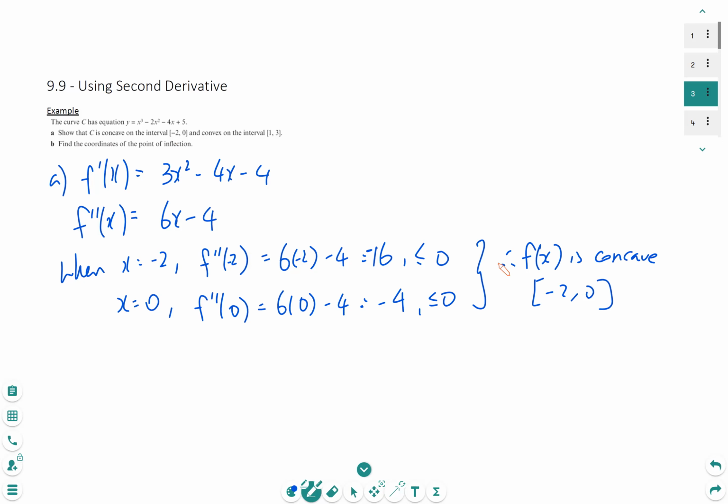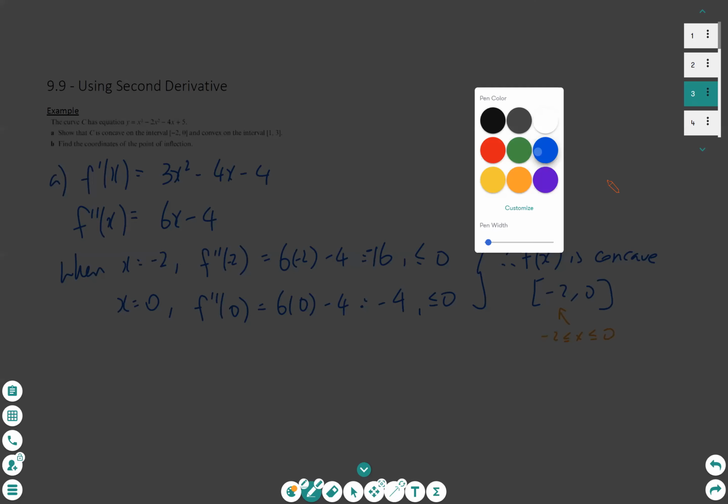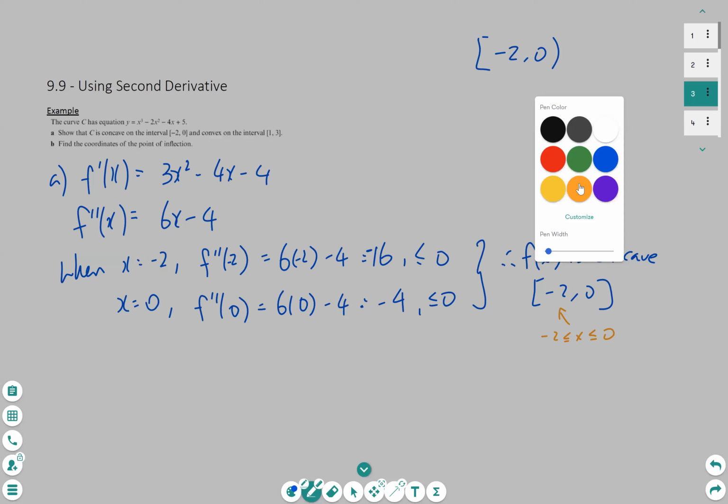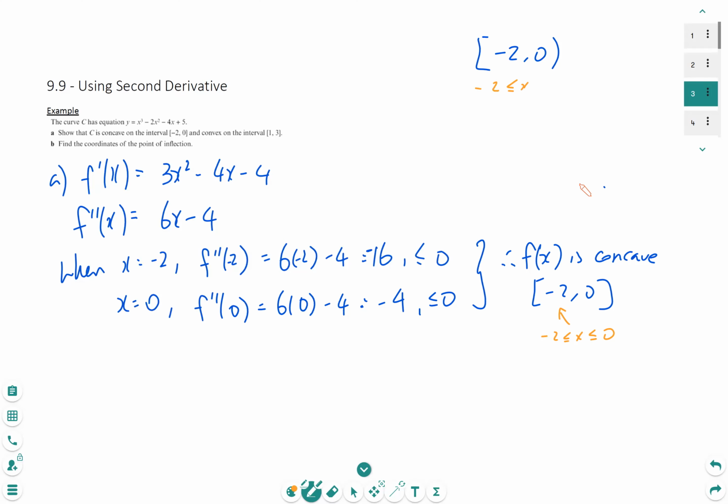Now, if you haven't seen this square bracket before, it means minus 2 is less than or equal to x, which is less than 0. That means x is between minus 2 and 0. You'll actually use this in chapter 10 about numerical methods as well. By the way, square brackets, curly brackets and round brackets actually mean different things. If I say minus 2, 0 with round brackets like this, it means we're not including 0.